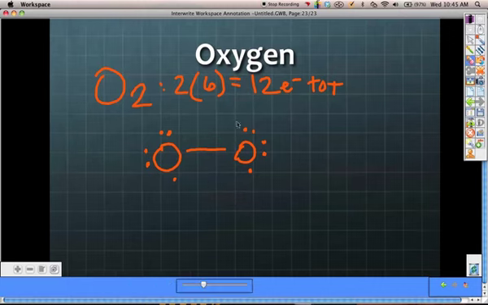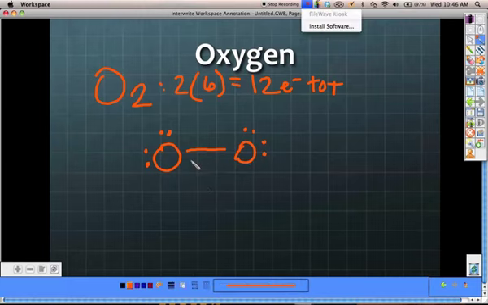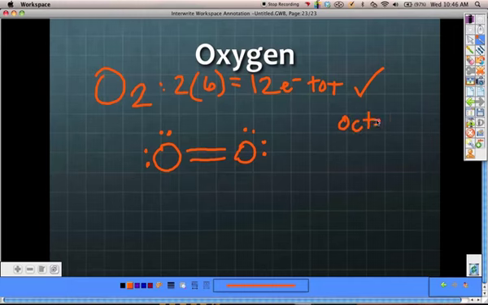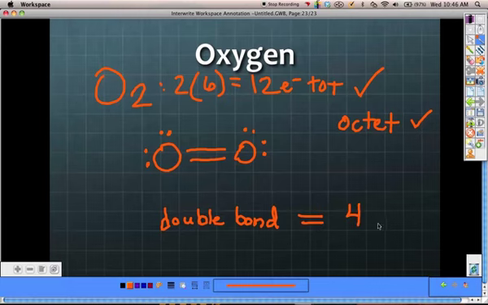So, we form a double bond. So, 2 lines represent a double bond, which are 4 electrons that are being shared. Do I have 12 electrons total? Yeah, I do. Do I meet my octet rule? Yeah, I do. Each of my oxygens feel 8. So we've got a double bond. Double bond. Looks kind of like the equal sign. Those are 4 shared electrons.